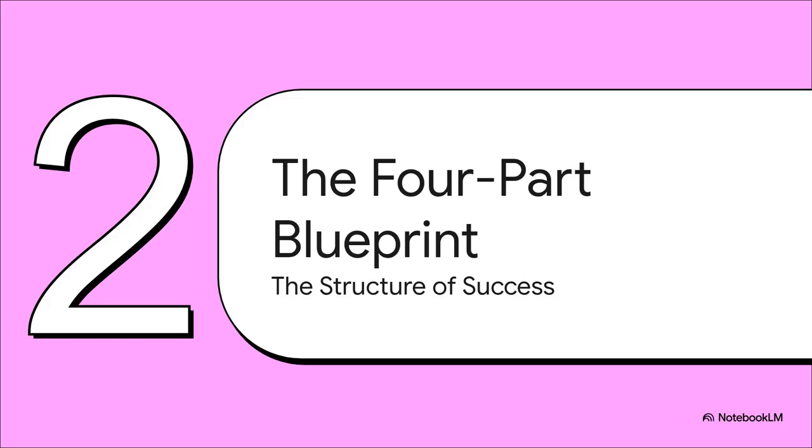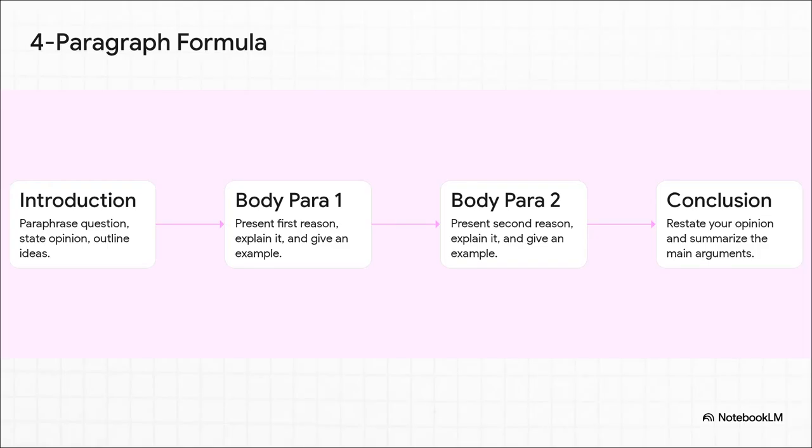All right, now for the fun part, the solution. And here's the good news. You do not need some crazy, complicated structure to get a high score. In fact, the absolute key is a simple, powerful framework that you can lean on every single time. And here it is. Seriously, just 4 paragraphs. That is it. You've got your introduction, 2 body paragraphs where you develop your ideas, and a conclusion to wrap it all up. This structure is kind of like your secret weapon.